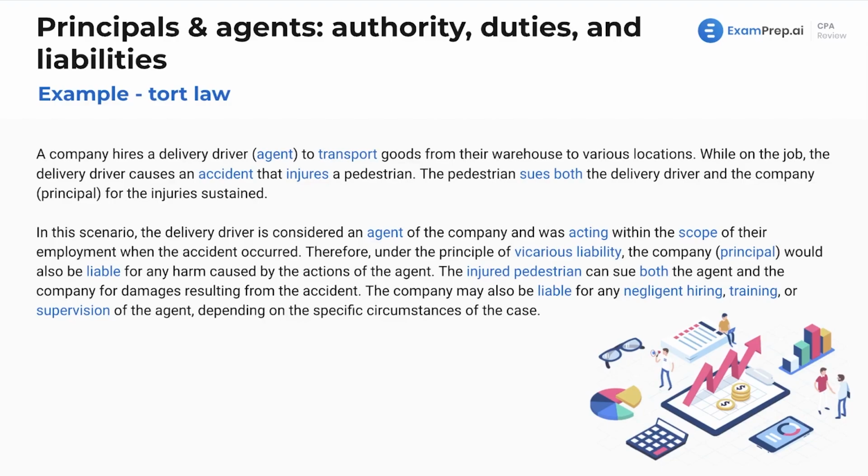Now, in this scenario, the delivery driver is considered an agent of the company and was acting within the scope of their employment when the accident occurred. That's just an inherent accident. Again, there are different levels to it, such as was the delivery driver speeding, were there other things?